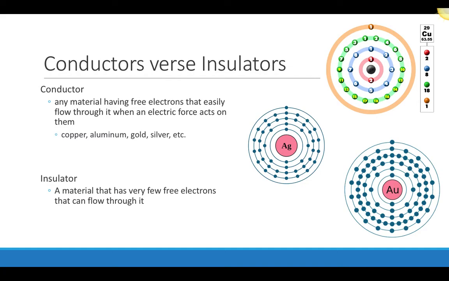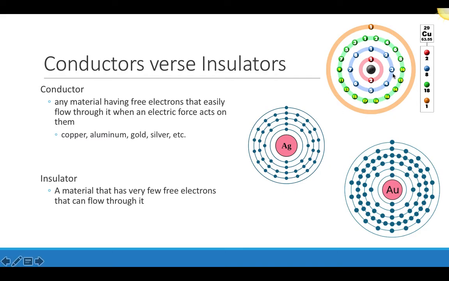A conductor is basically any material that has free electrons that can easily flow through it when an electrical force acts on them. So if you apply a voltage to a conductor, those free electrons that are easy to move go away from the negative side of the battery towards the positive side. Some good conductors of electricity are metals: copper, aluminum, gold, silver. Those are all pretty good conductors of electricity.